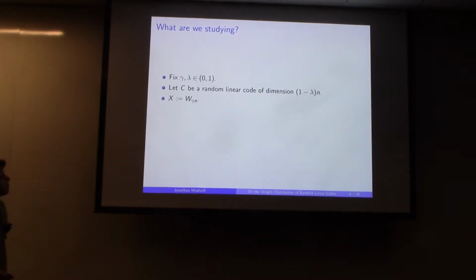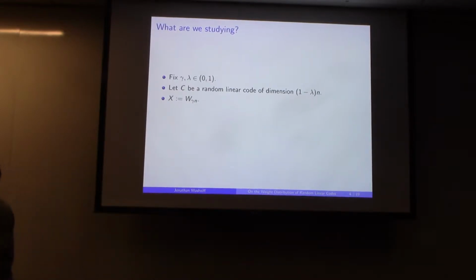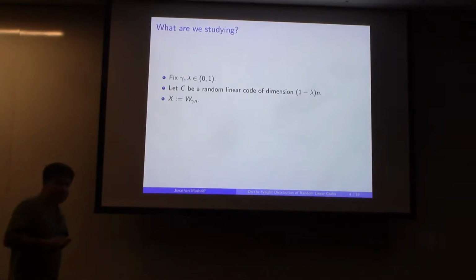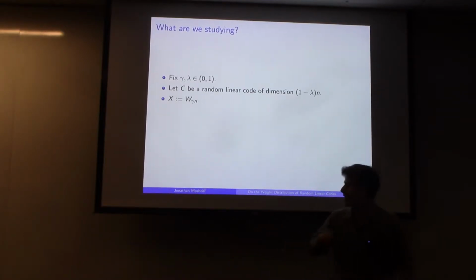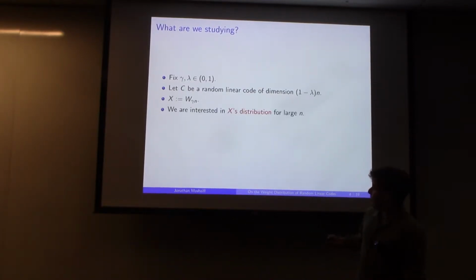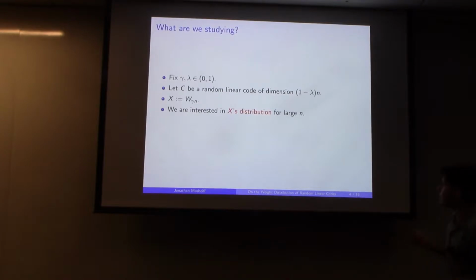And we're going to define the random variable x to be w of gamma n. So we're looking specifically at one element of this weight vector. That's the number of elements of the code that have weight exactly gamma n for some constant gamma. And we'd like to see what's the distribution of this random variable x.